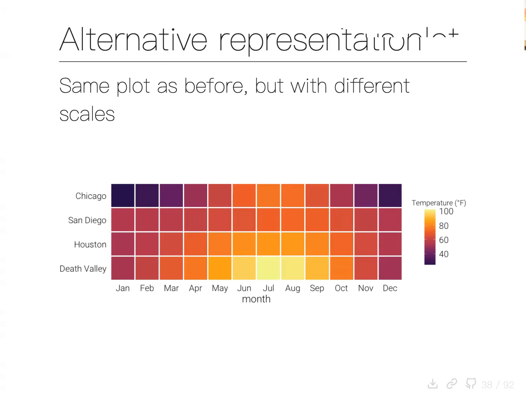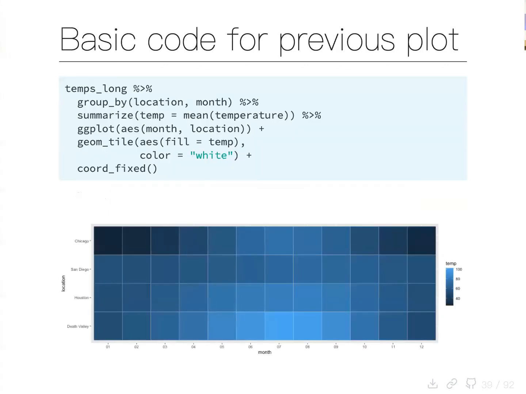Okay, so the basic way that we create this is we take our temps long thing. We're going to group by location and month. So 2 discrete things, basically. And then we're going to summarize, compute the mean temperature for each of the location month combinations. And then we're going to put month on the x-axis, location on the y-axis, and then we're going to use geom tile. Okay, and we're going to say fill is temp.